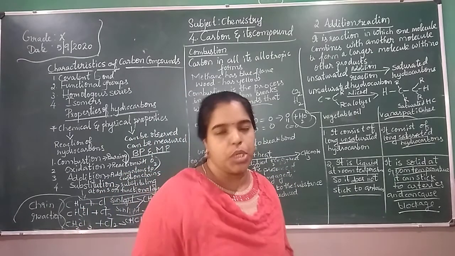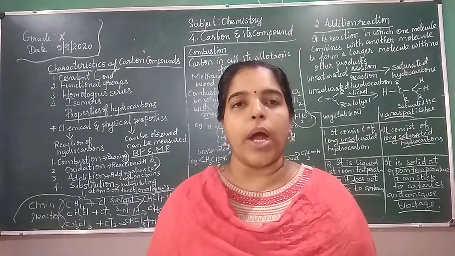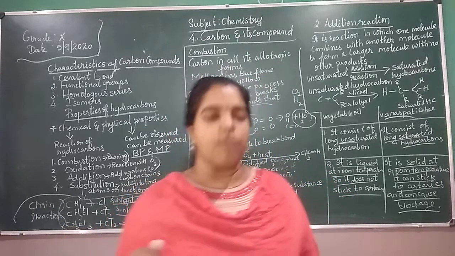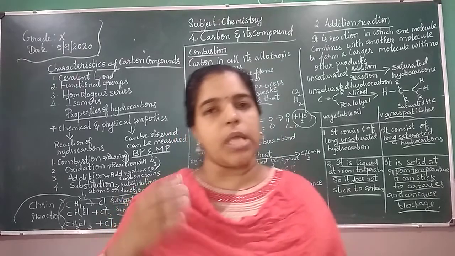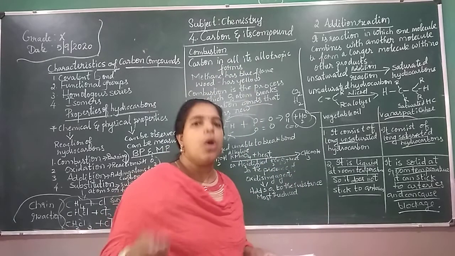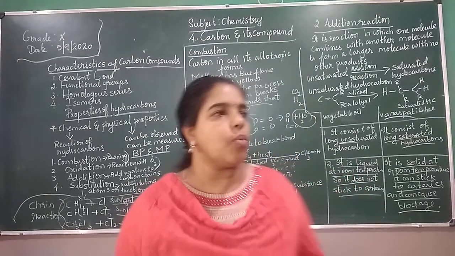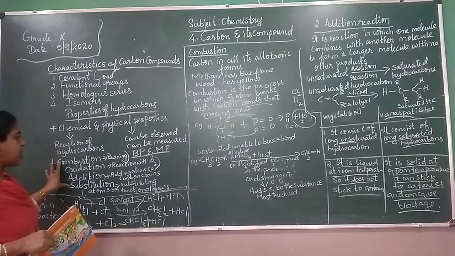Next, coming to the substitution reaction. What is the substitution reaction definition? It is a type of reaction in which one atom or a group of atoms take the place of another atom. So that's a substitution reaction, means substituting some other atoms or functional group instead of hydrogen atoms. So I hope you are clear what the four types of reactions are.